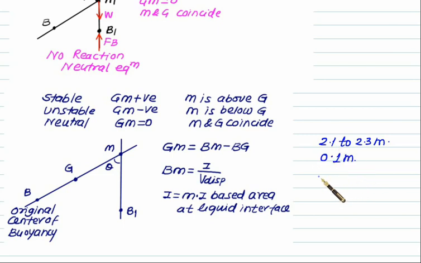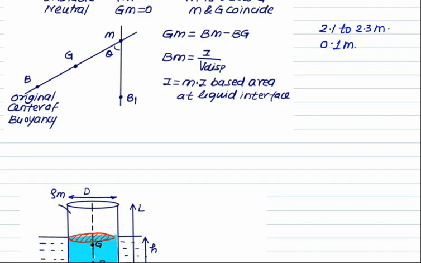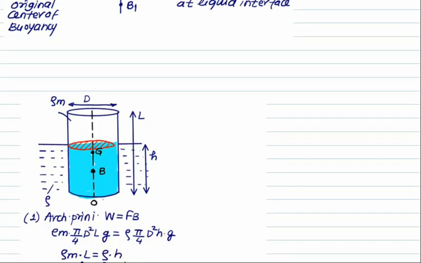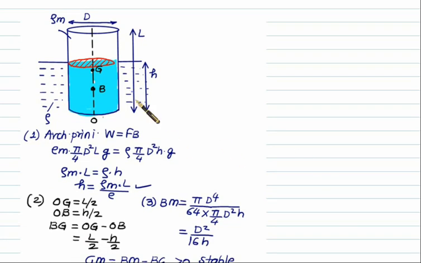So GM matters here. The GM value is given as BM minus BG. We can calculate BM as I divided by the volume displaced. I you have to take as the moment of inertia at the liquid interface. Two standard geometries we'll discuss here. One is a cylinder placed vertically. So we have diameter equal to D, total length equal to L. Initially we apply Archimedes principle and find the height h. Using the height h, you can calculate OG. OG will be equal to L by 2. OB will be equal to h by 2.